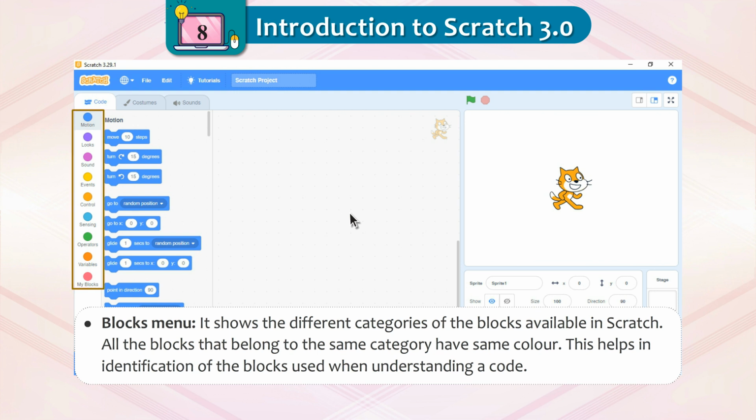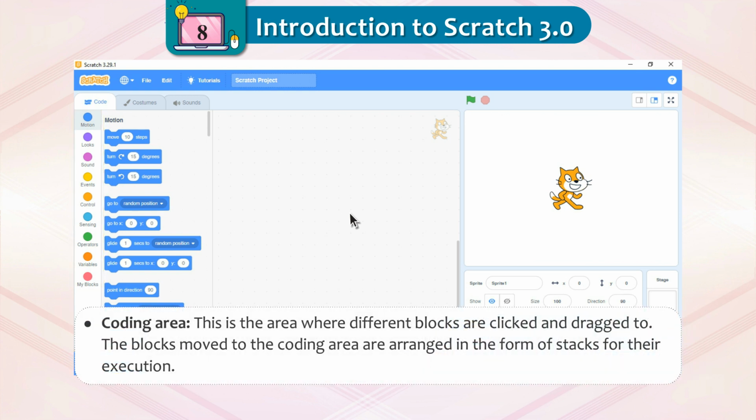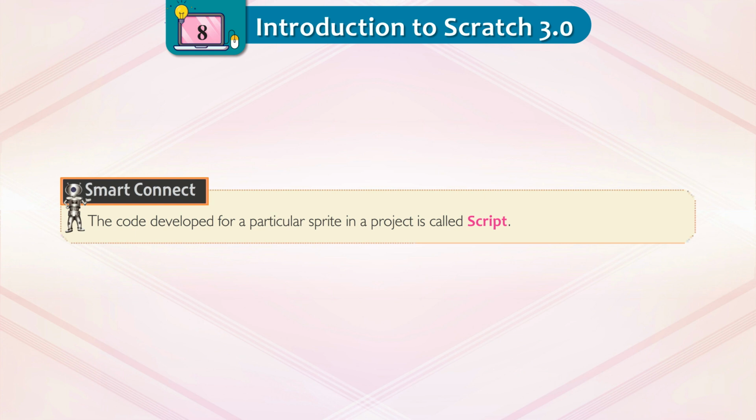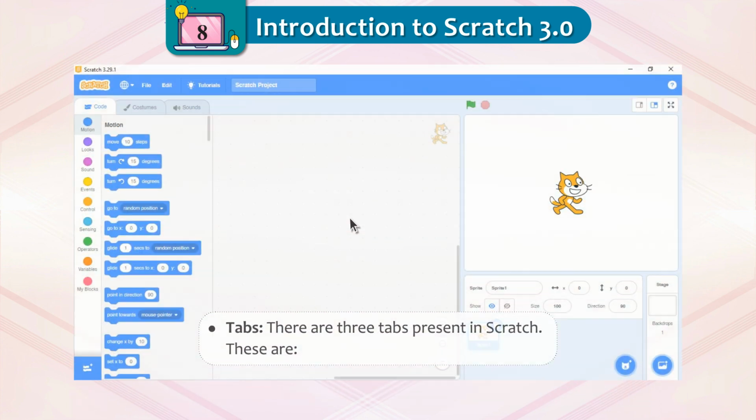Blocks menu. It shows the different categories of the blocks available in Scratch. All the blocks that belong to the same category have the same color. This helps in identification of the blocks used when understanding a code. Coding area. This is the area where different blocks are clicked and dragged to. The blocks moved to the coding area are arranged in the form of stacks for their execution. The code developed for a particular sprite in a project is called script.